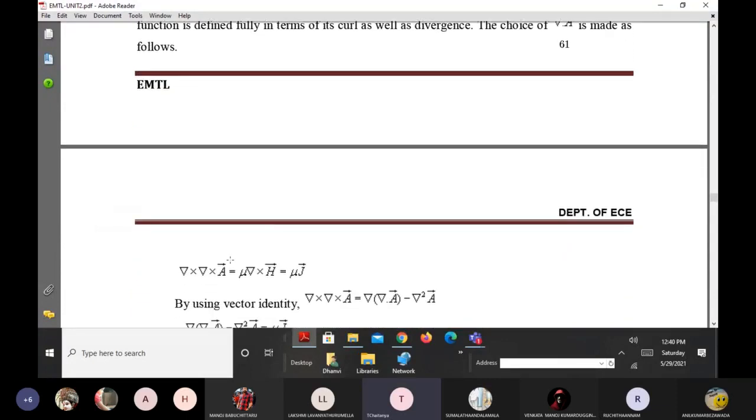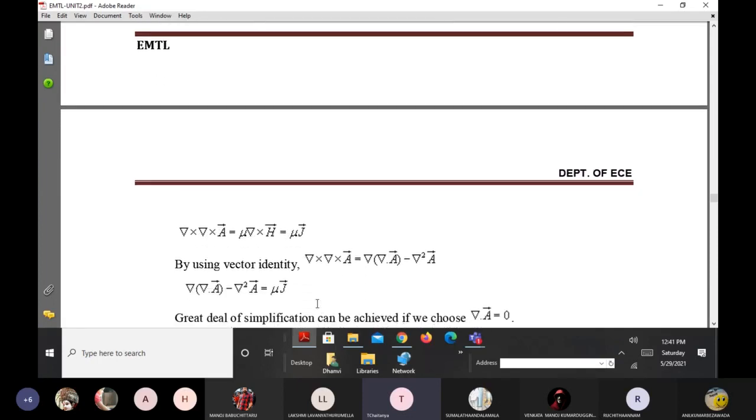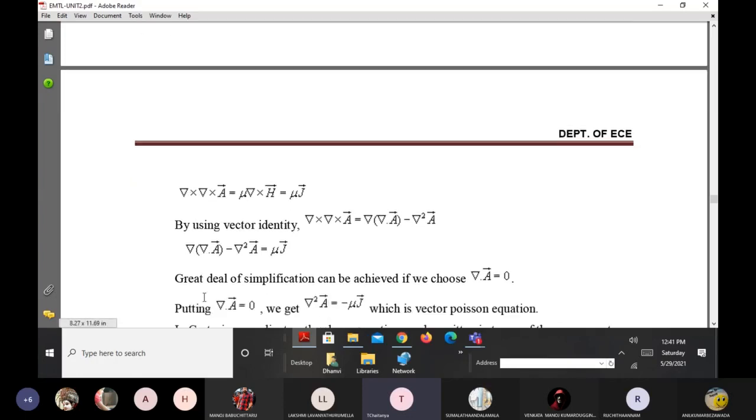For that, del cross A bar is equal to mu into del cross H bar, which is nothing but, del cross H is nothing but J. I can represent del cross A bar equal to J. So that is from the vector identity, curl of curl of any vector equal to del of del dot A minus del square A. So this you can substitute in the above formula. So that is del of del dot A minus del square A.